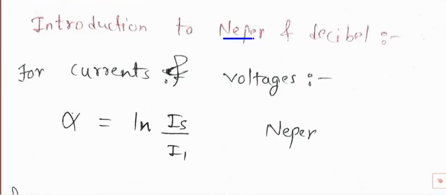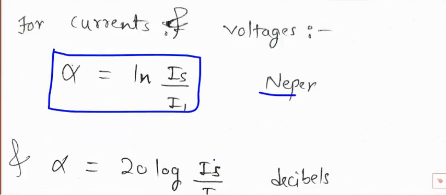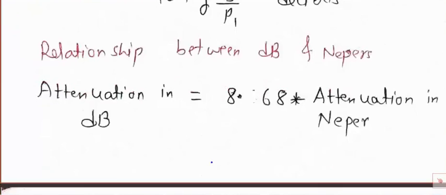We have first point: introduction to Napier and decibel. Alpha is nothing but the attenuation, given by ln of IS upon I1, and its unit is Napier. The relationship between attenuation in dB and attenuation in Napier: attenuation in dB equals 8.686 times attenuation in Napier.